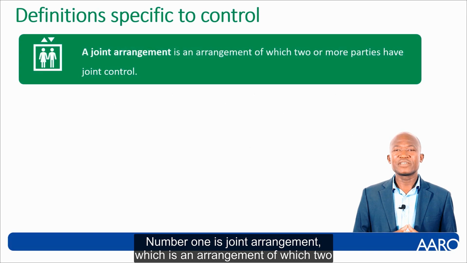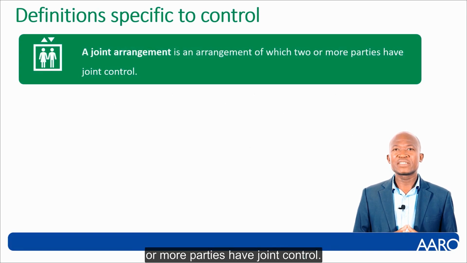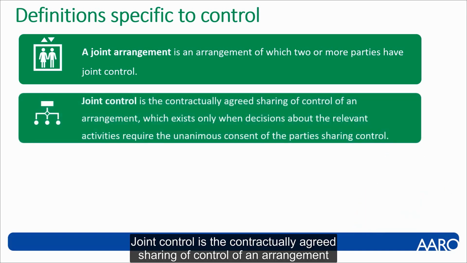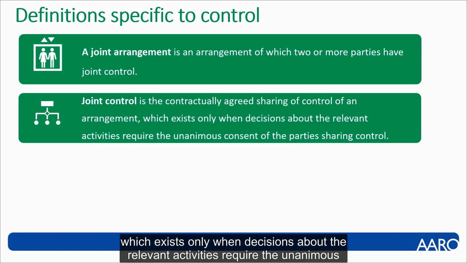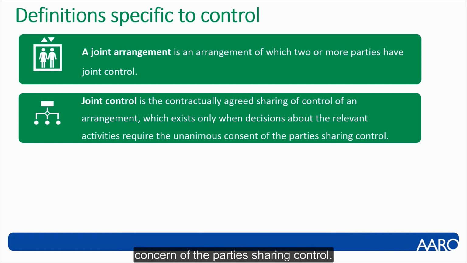Number one is joint arrangement, which is an arrangement of which two or more parties have joint control. So then what is joint control? Joint control is the contractually agreed sharing of control of an arrangement which exists only when decisions about the relevant activities require the unanimous consent of the parties sharing control.